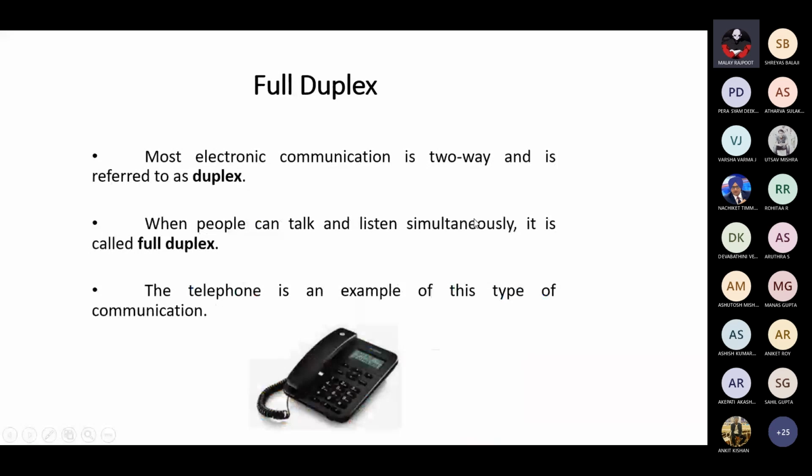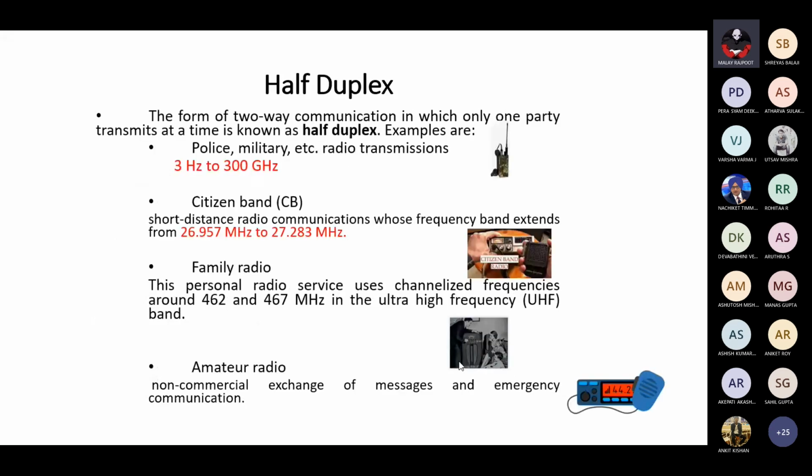And the second mode is called full duplex communication. Here people can talk and listen simultaneously. The type of communication here is telephonic communication. This is called full duplex. The channel can be utilized all the time, and we can transmit as well as receive the data. And half duplex communication is a two-way form of communication in which only one party transmits at a time.